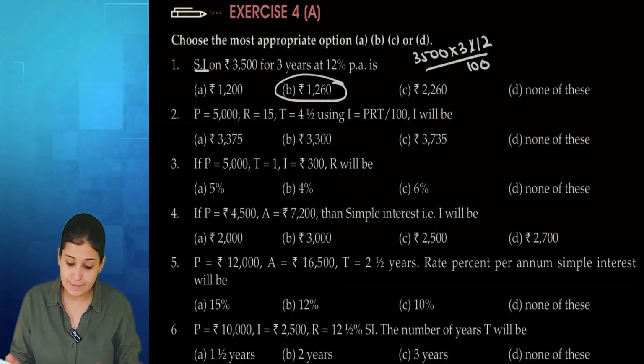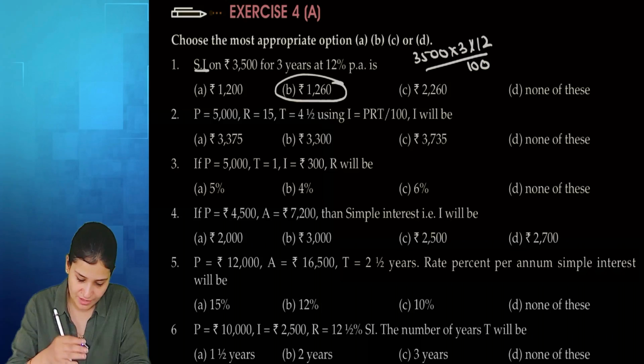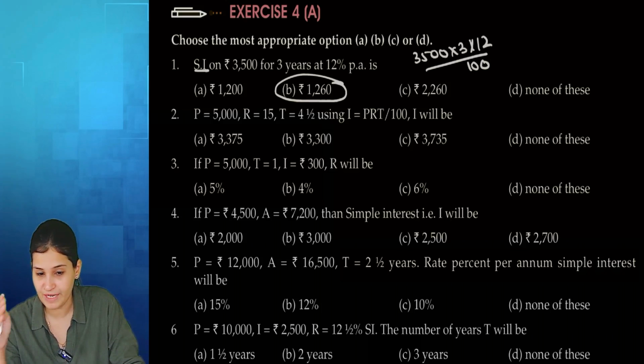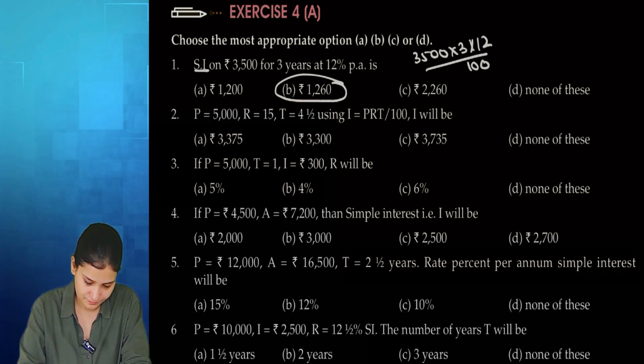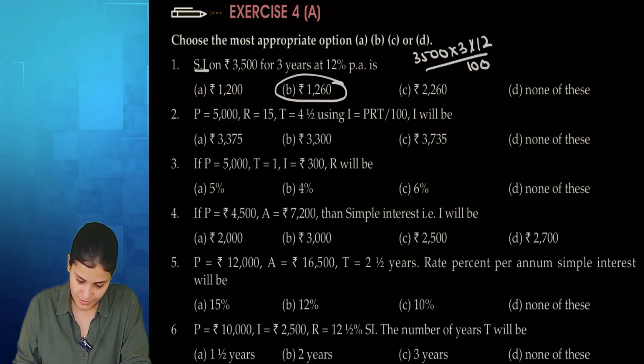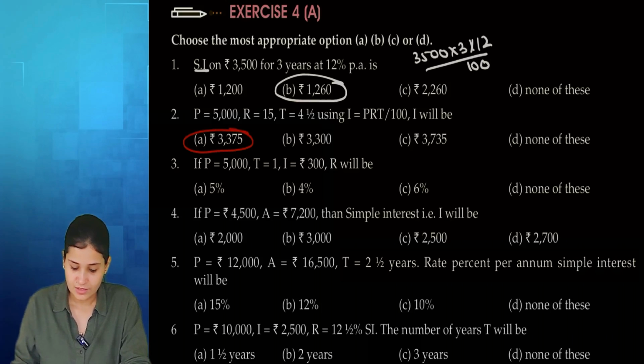PRT, they even gave us the formula also. Interest, that is simple interest. So calculate 5000 into 15 into 4.5 divided by 100. Answer? Option A, option B. Yes, 3375. Got the answer?